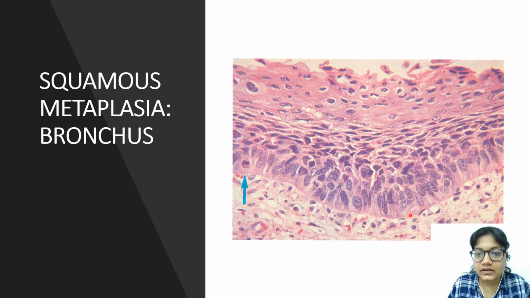You can see the large hyperchromatic nuclei and also large mitotic activity. The mitotic activity has been increased. The arrow represents the basal layer and the hyperchromatic nucleus.